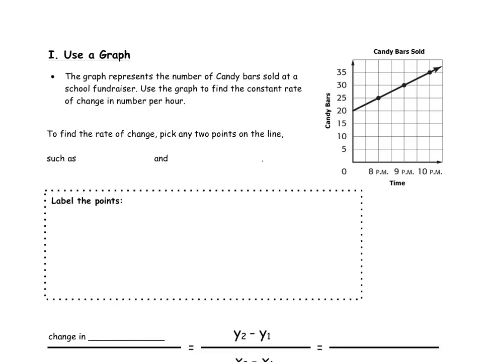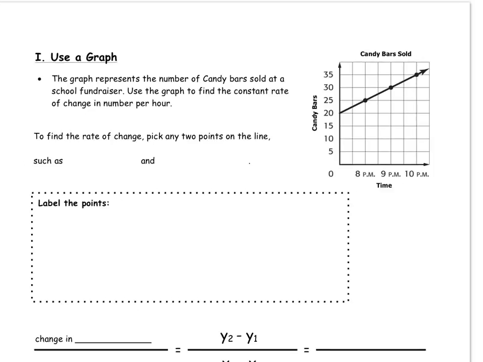So to find the rate of change, pick any 2 points on the line. So right here, I'm at 8 p.m. and 25. So that's our first hour. Let me write that down. Right here, I'm going to say this is our first hour, so that's going to be labeled as a 1. 9 p.m. is going to be labeled as the second hour, and 10 p.m. is going to be labeled as the third hour. For the 8 o'clock one, for the first hour, the first hour they sell 20 candy bars. So that's 120. Actually, not 20, excuse me.